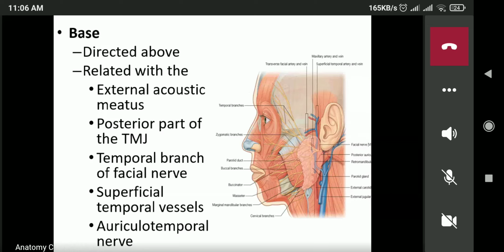So external acoustic meatus, the posterior part of TMJ, temporal branch of the facial nerve, superficial temporal vessels, artery and the vein, and the auriculotemporal nerve. So they are the structures in relation to the base of the parotid gland.